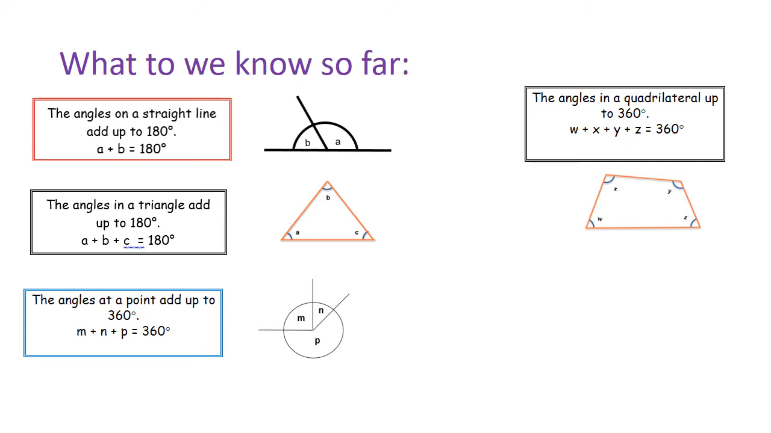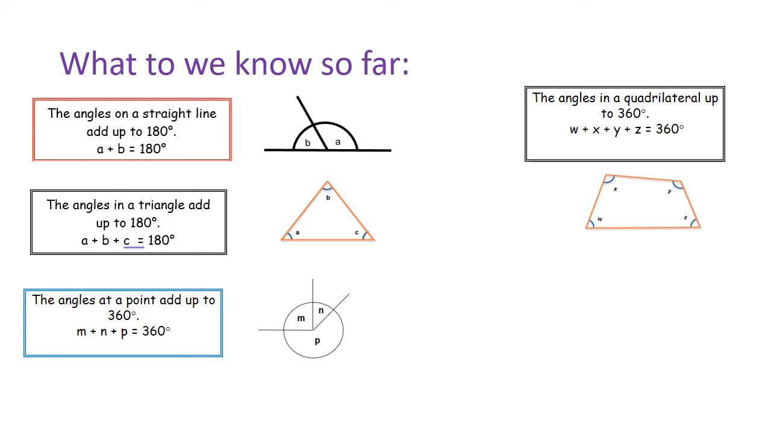So what do we know so far? We know that all the angles on a straight line add up to 180 degrees. Now we're going to be using that information an awful lot today, so that's definitely one you're going to need to remember. We also know that all the angles in a triangle add up to 180 degrees.